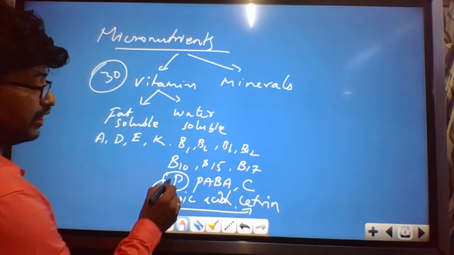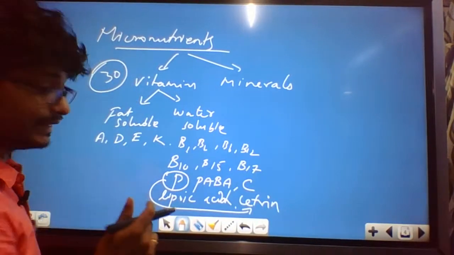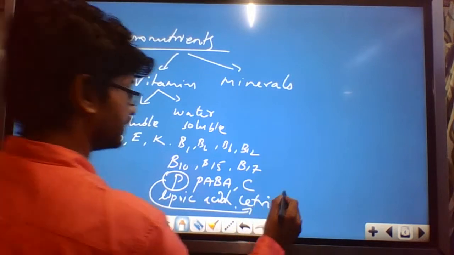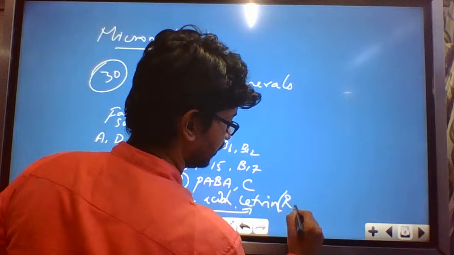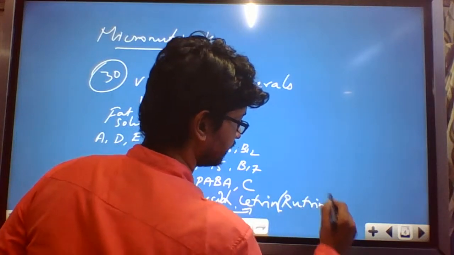So this is actually vitamin P. Vitamin P can be otherwise called as cetrin. This is also called as rutin. Vitamin P can be otherwise called as rutin.